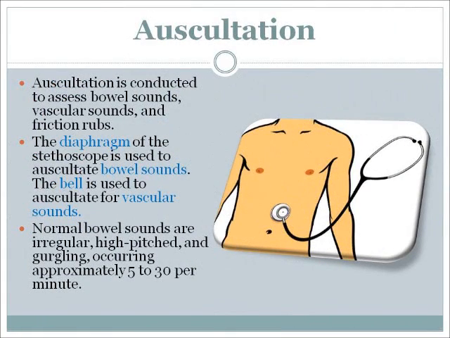Auscultation. Auscultation is conducted to assess bowel sounds, vascular sounds, and for friction rubs. The diaphragm of the stethoscope is used to auscultate bowel sounds. The bell is used to auscultate for vascular sounds. Normal bowel sounds are high-pitched, irregular, and gurgling, occurring approximately 5 to 30 times per minute. Bowel sounds are present in all 4 quadrants in Mary's abdomen, with regular vascular sounds on renal, iliac, and femoral arteries.